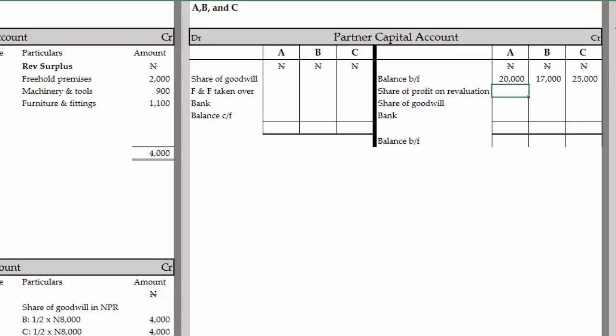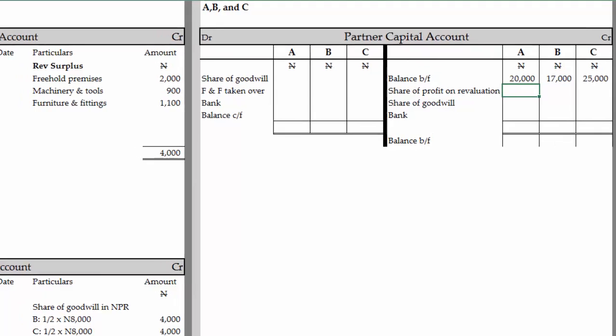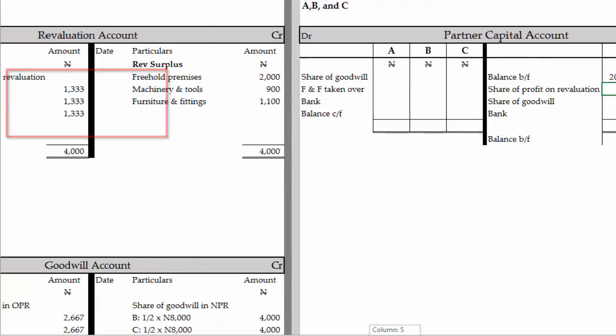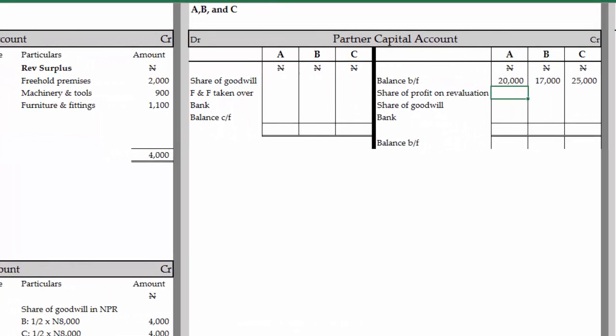The next is the share of profit on revaluation. From the revaluation account, the profit on revaluation was shared equally, A having 1,333 and B and C having the same amount. So let's transfer this to the credit of the capital account. So the share of profit on revaluation for A will be 1,333, B will be 1,333, and C will be 1,333.